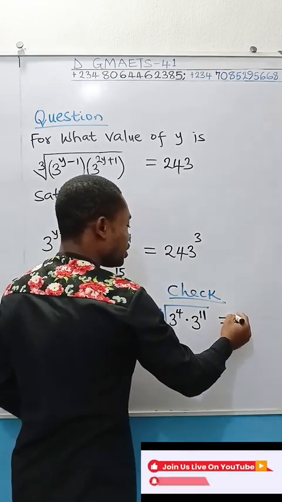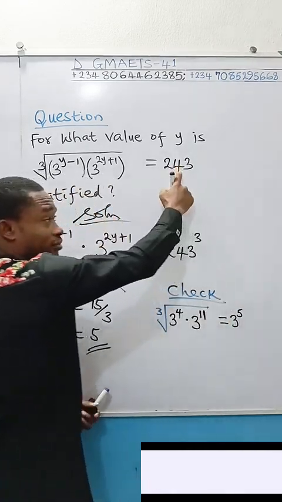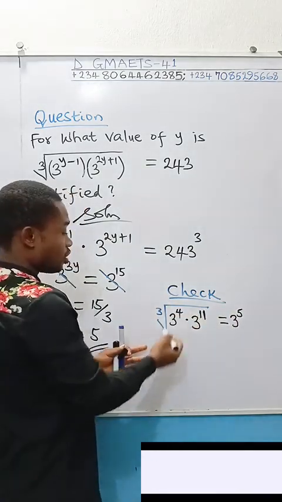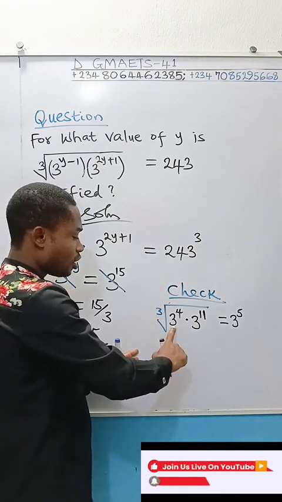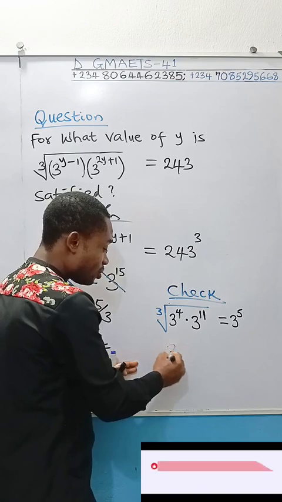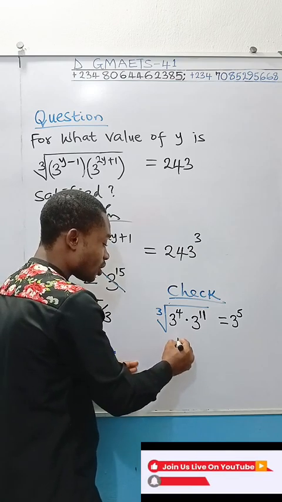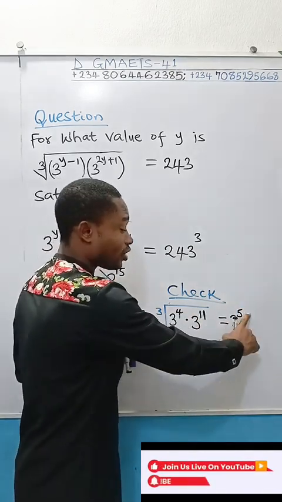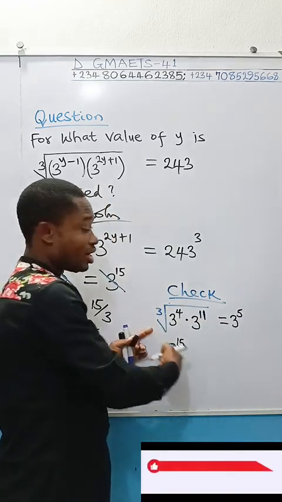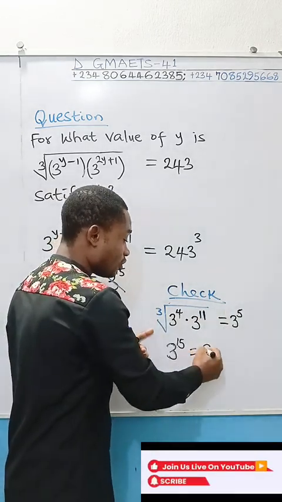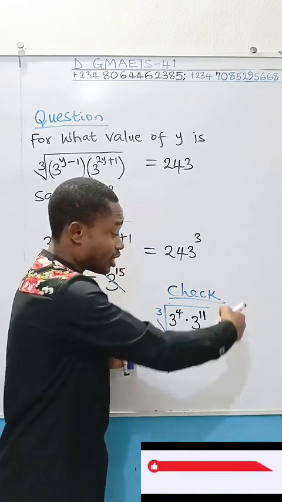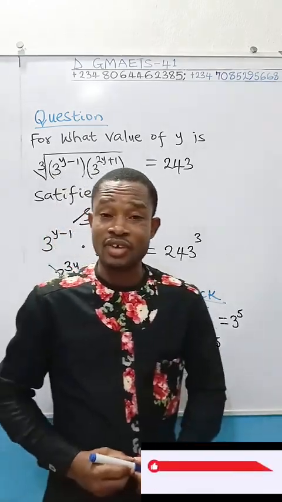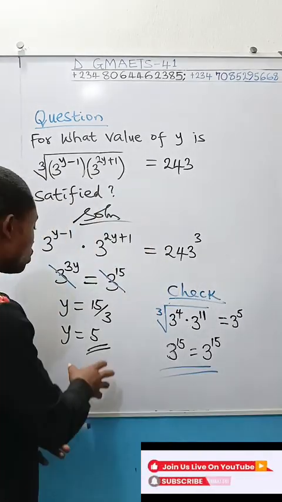243. How about I break this down to 3 raised to the power of 5? Because that's what it is. And then take the cube of both sides in order to eliminate the cube root from here. You can pick one of the 3s, and then you add the powers. If you add the powers, you get what? 15. 4 plus 11, you get 15. We're going to take the cube of both sides, so power 3 will appear here in order for this to be cancelled. And if power 3 appears here, this is going to give you 3 to the power of 5 times 3, which will give you what? 15. You see that the equation is satisfied with y equal to 5.